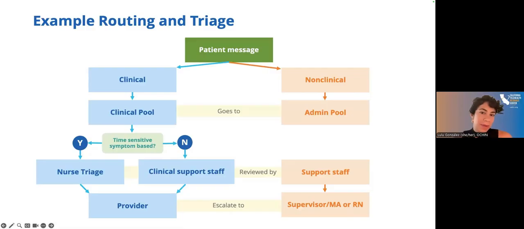So let's walk through an example. In the one that you see on your screen, the health center has 2 pools. So the patient message is identified as clinical or administrative, and then it is routed to the respective pool. Once in the pool, it is reviewed by designated staff who can triage it based on the question or the issue. On the admin side, this may include billing questions, scheduling requests, or even updates to demographic or insurance information. On the clinical side, the message will be assessed for time-sensitive, symptom-based questions, and then routed to either a nurse pool or a clinical support staff. If needed, it can be further escalated to the provider.